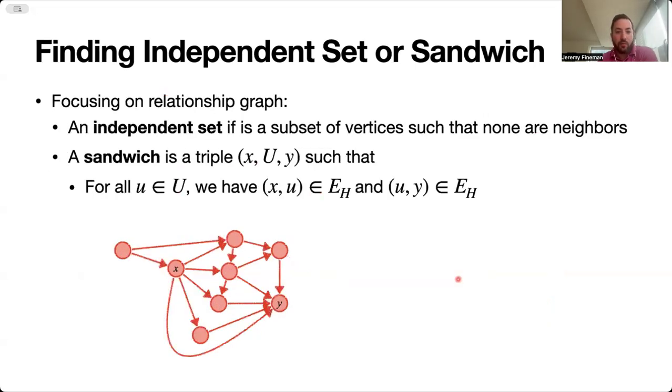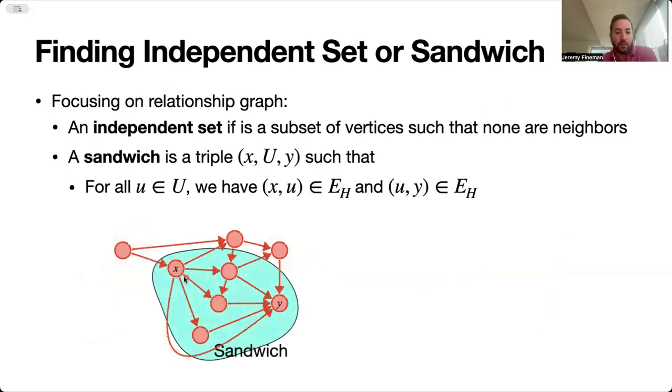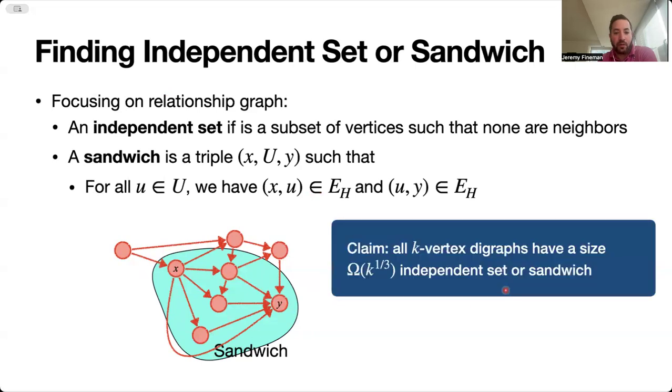Okay, now the two objects we're searching for are either an independent set, which is a subset of vertices that are not neighbors, or a sandwich, which is some vertex X, some vertex Y, and some set of vertices between, where every vertex in between has an edge from X and an edge to Y. So this would be an example of a sandwich here. Okay. I claim that every K vertex graph has a pretty big independent set or sandwich. And it's not too hard to come up with a deterministic algorithm to find one constructively.